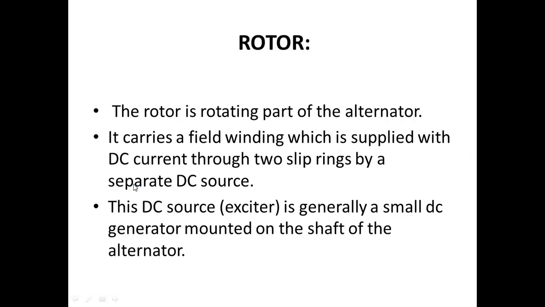Next is rotor. Rotor is the rotating part of the alternator. It carries the field winding, which is supplied with DC current through slip rings by a separate DC source. This DC source or DC generator is mounted on the shaft of the same alternator. When the alternator rotates, the shaft also rotates. Along with that, the DC generator gets the power, and this power is supplied to the rotor winding so that it acts as the field winding.